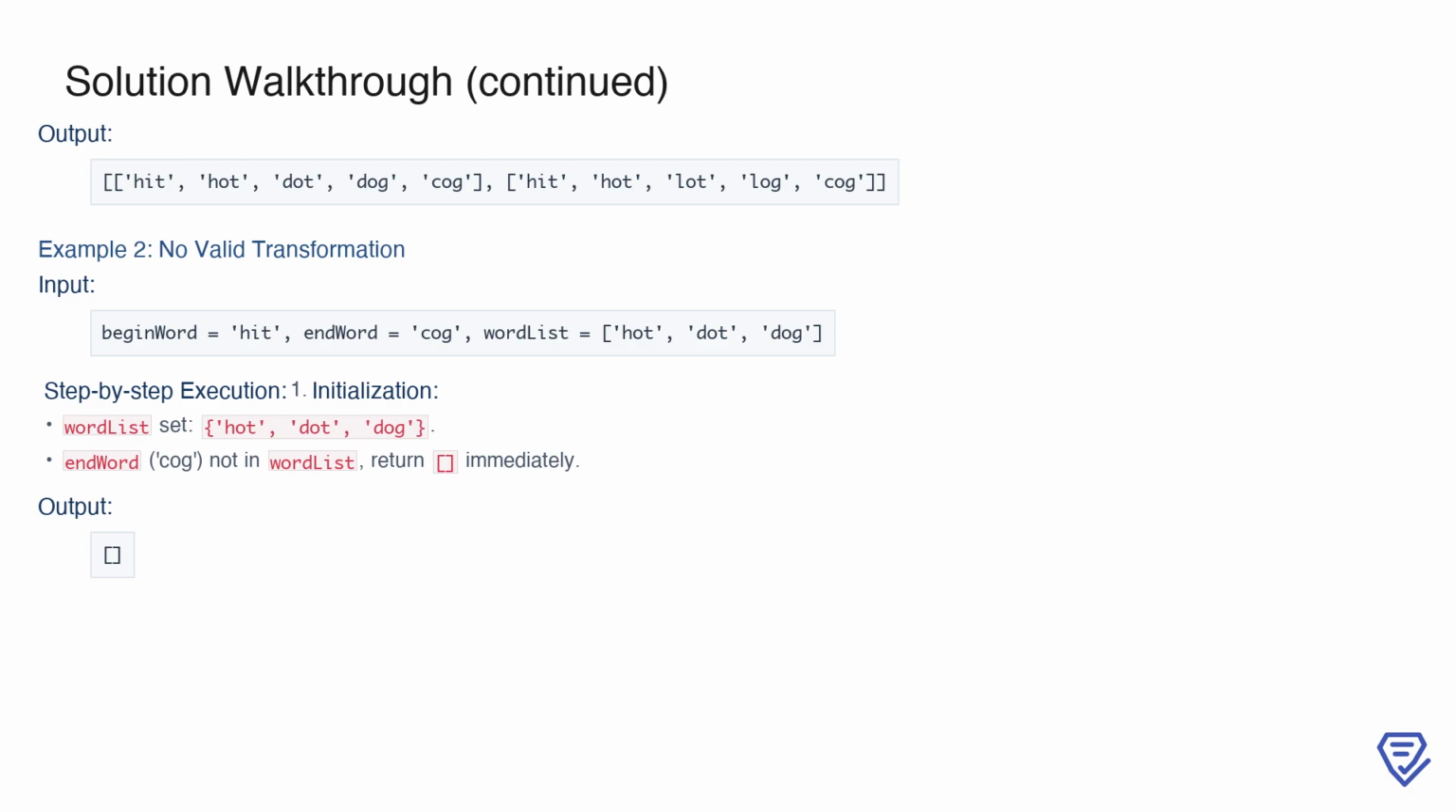Now, let's analyze another scenario where no valid transformations are possible. In this case, the input has begin word as hit, end word as cog, and word list as hot, dot, dog. After converting the word list into a set, we get hot, dot, dog. Here, we immediately notice that the end word, cog, is not present in the word list. Since it's impossible to reach cog, we return an empty list as the output.